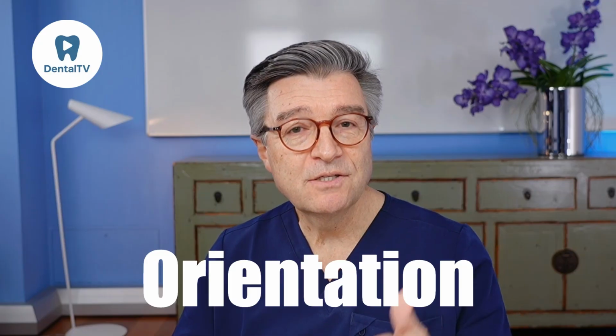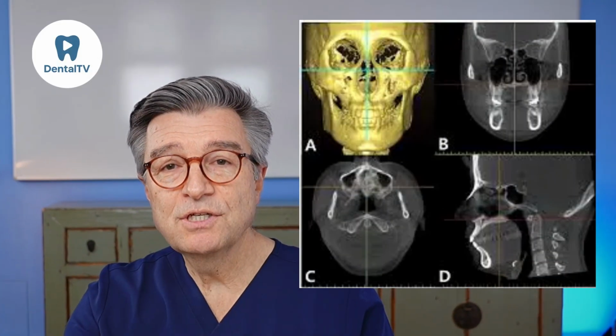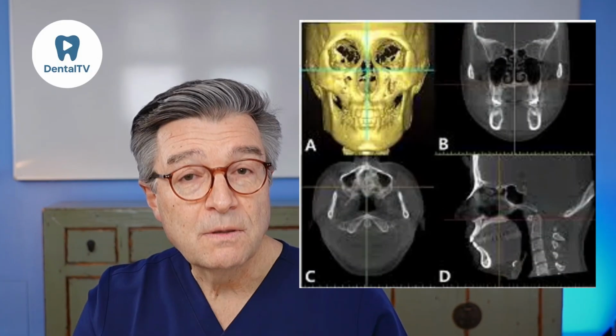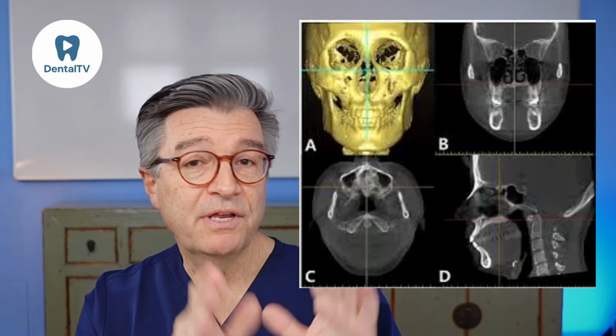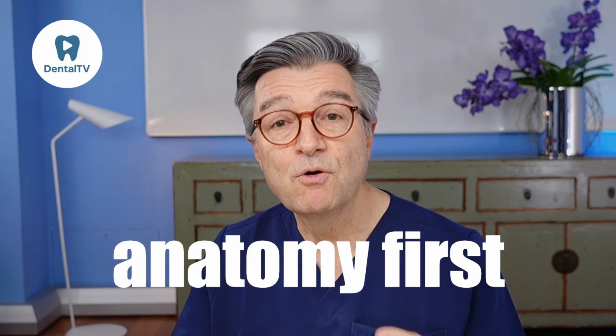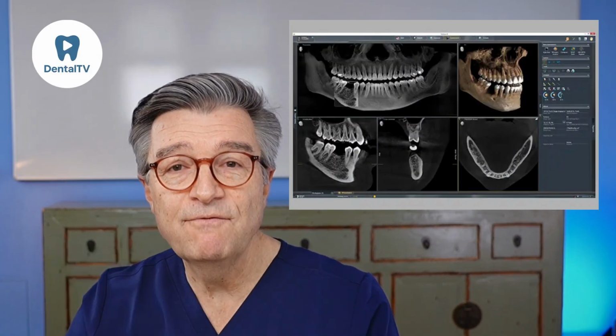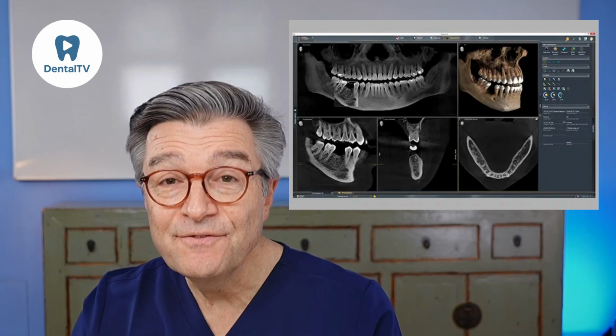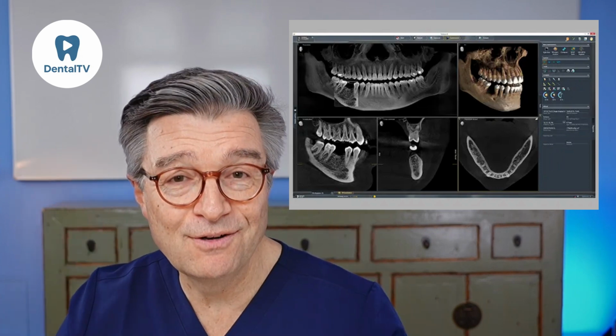The first principle is orientation. Before diagnosing anything, you must confirm where you are in the volume. You verify head position, the mid-sagittal plane, the occlusal plane, and the symmetry between right and left. If orientation is wrong, every structure can appear distorted. The second principle is anatomy before pathology. In 3 dimensions, you evaluate the cortical plates, sinus wall, nasal floor, mandibular canal, incisive canal, bone contours, and root morphology. You build a mental model of what normal anatomy looks like in 3D.